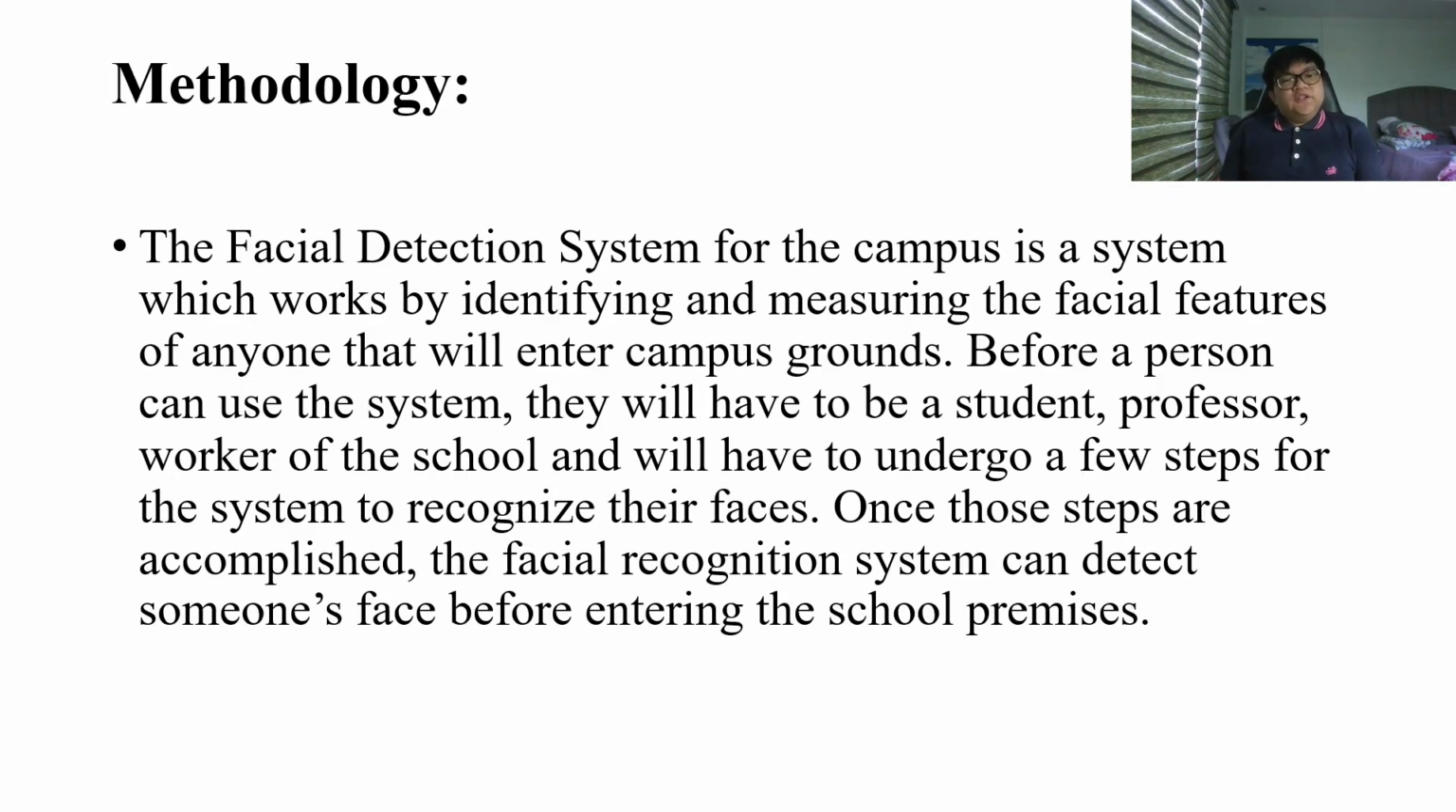Methodology: the facial detection system for the campus is a system which works by identifying and measuring the facial features of anyone that will enter campus grounds. Before a person can use the system, they will have to be a student, professor, or worker of the school, and will have to undergo a few steps for the system to recognize their faces. Once those steps are accomplished, the facial recognition system can detect someone's face before entering the school premises.